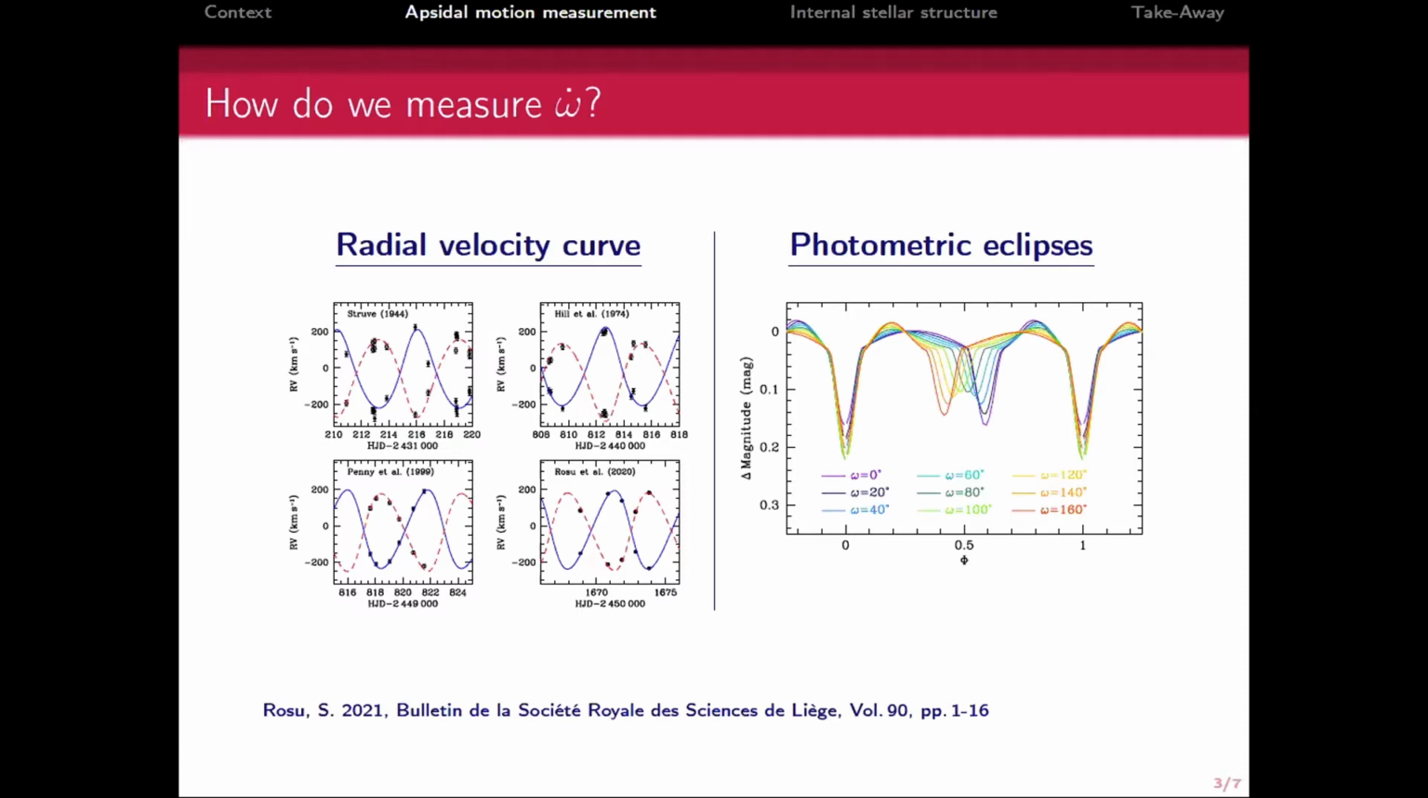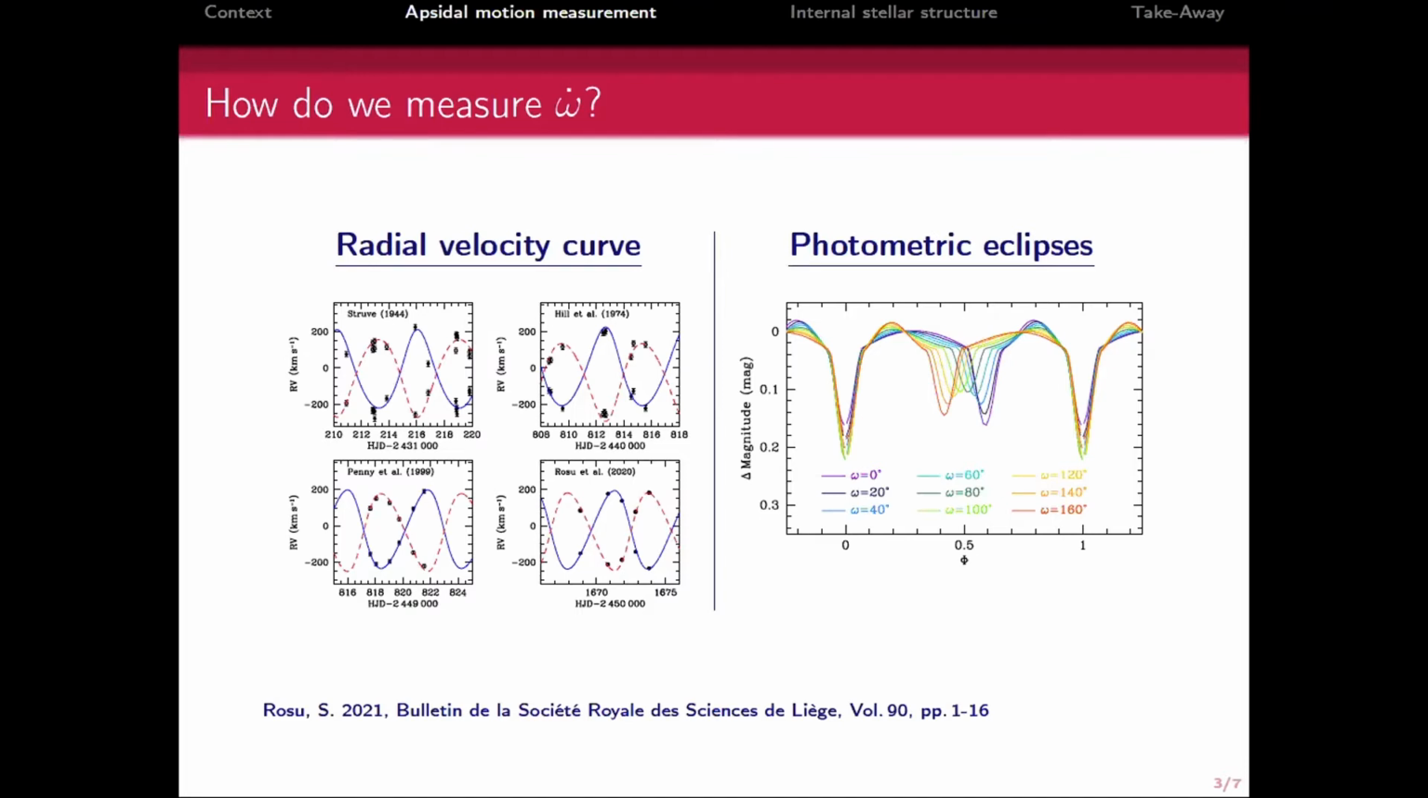So here we have plotted 9 theoretical light curves for a twin system, meaning that the two stars are identical, for 9 different values of omega. And what we see here is that the change in the depth of the primary eclipse and the change in the phase of the secondary eclipse are entirely attributable to this apsidal motion rate.